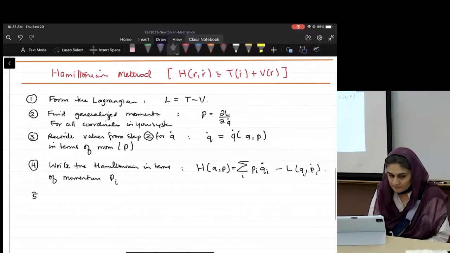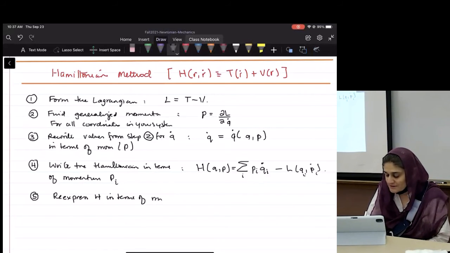Step 5: re-express the Hamiltonian in terms of momenta, which means H should be a function of only P_i.